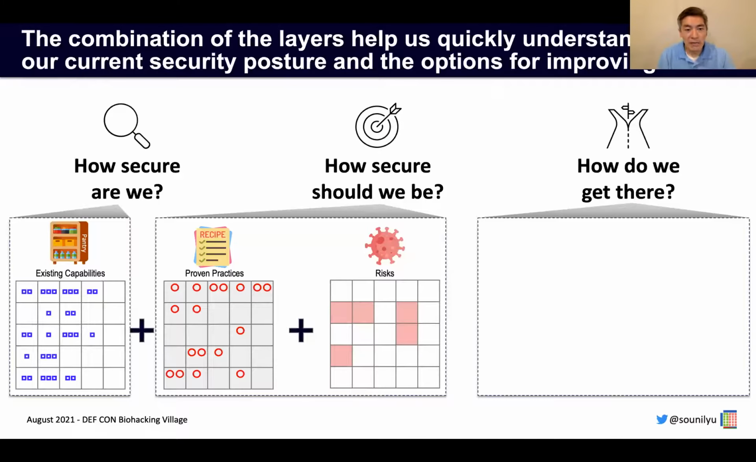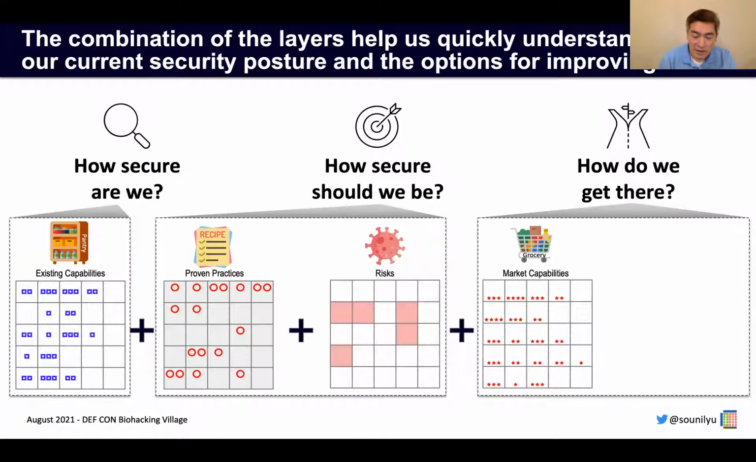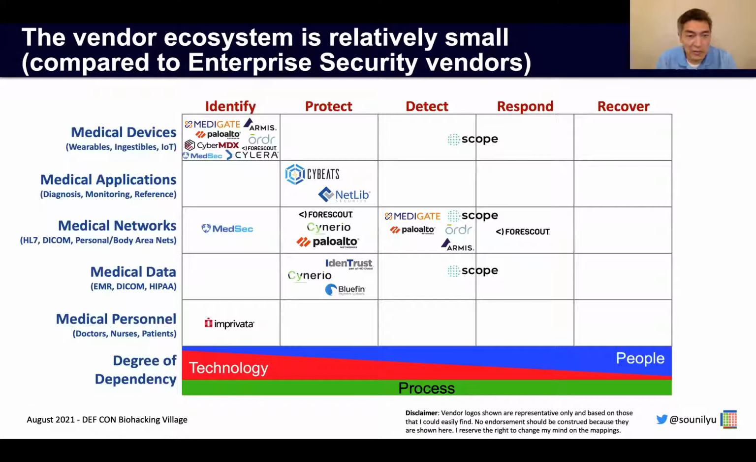So that maps the attack surfaces and the risks that we see in our environment, and to be able to characterize how secure we should be. Lastly, we want to understand how do we get there. And to that end, let's look at market capabilities. So what sort of vendors are out there?